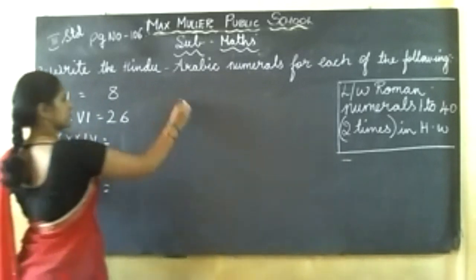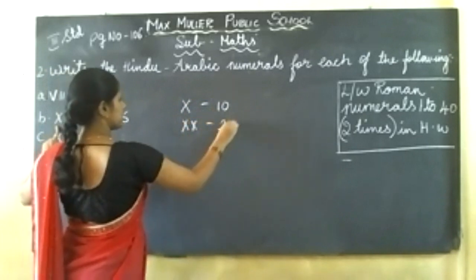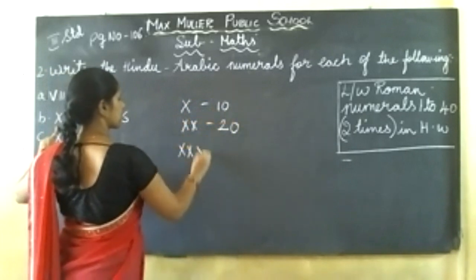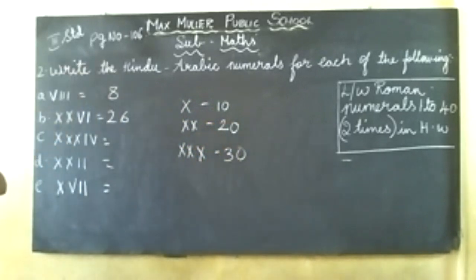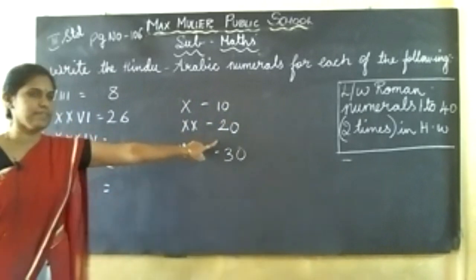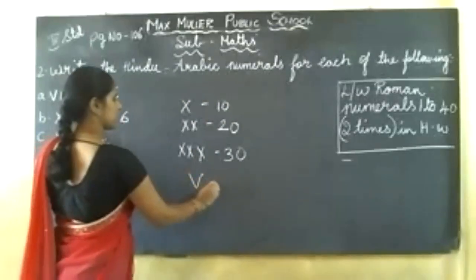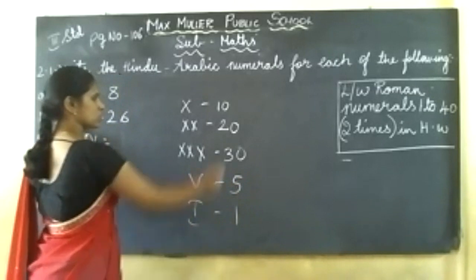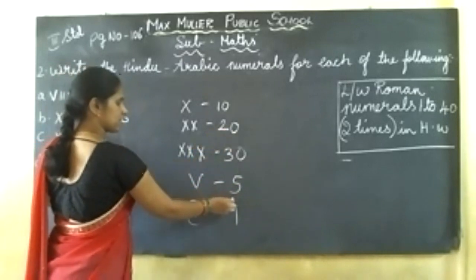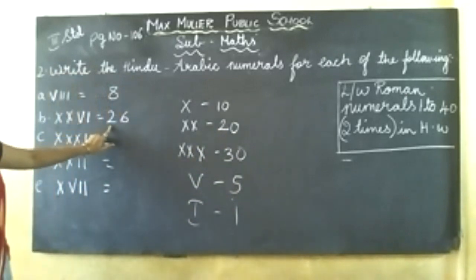1x means the value of x is 10. 2x means 20. 3x means 30. Here, how many x they have given? 2x. 2x means how much? 20. V means how much? 5. The V's value is 5. I's value is what? 1. So 20 plus 5, 25 plus 1, 26. So we'll write 26. Don't get confused.